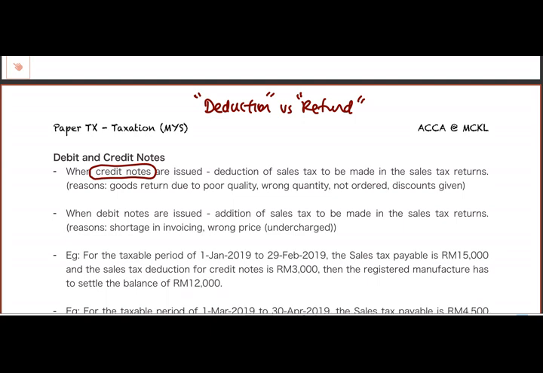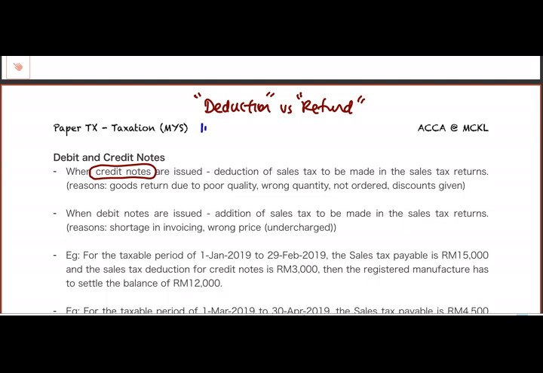So credit note reduces the debt. When you issue a credit note, the person will owe you less money. Now, why would you issue a credit note? Example, goods return. You send something and this guy says, hey, you sent me the wrong stuff. He returns it back. So you issue a credit note to reduce the money that the person owes you.